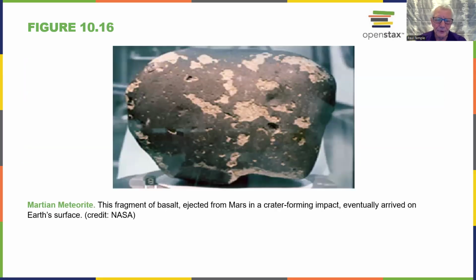Martian meteorite, this fragment of basalt ejected from Mars in a crater-forming impact, eventually arrived on Earth's surface. I actually have a teeny tiny piece of Mars in my collection. It's the kind of thing you almost have to have a magnifier to actually see, but if you take the lid off, you get to touch Mars. How cool is that?